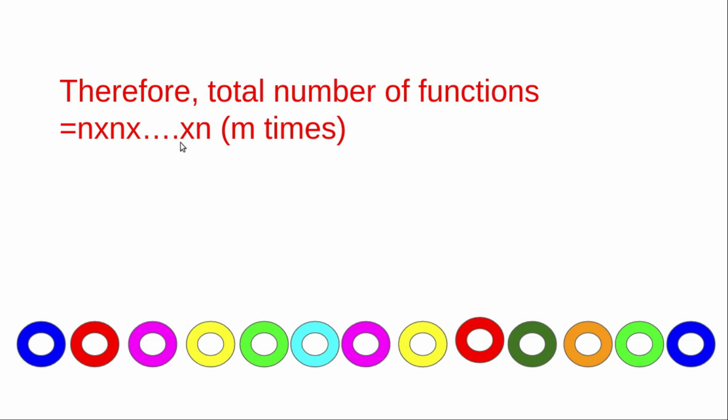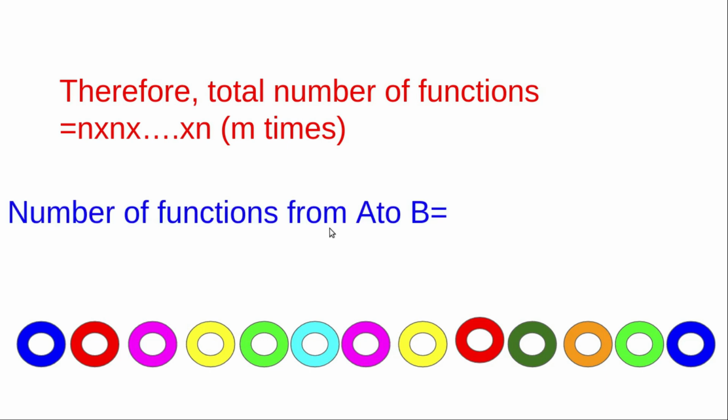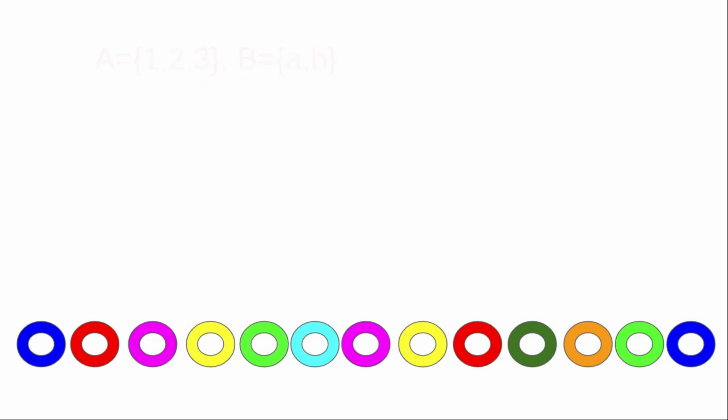So total number of functions equal to, by using product rule, n into n into n, m times. There are m elements in A, so m times. So number of functions from A to B equal to n raised to m, or order of B raised to order of A. Now here another example.